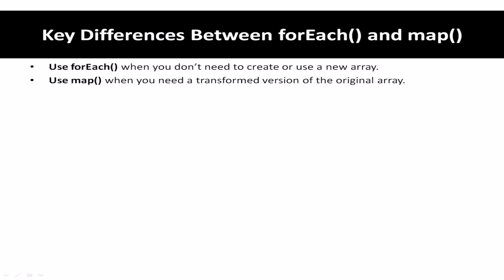Here we have some key differences between forEach and map. Basically, when you use forEach, you do not need to create a new array. When we don't need a new array, we use the forEach loop. We use map when you need to transform a new version of the original array.